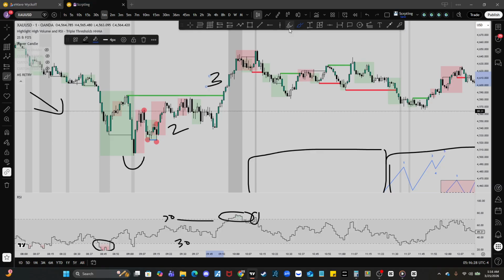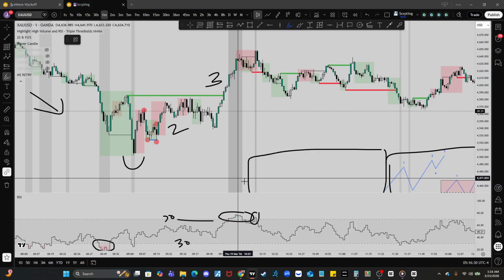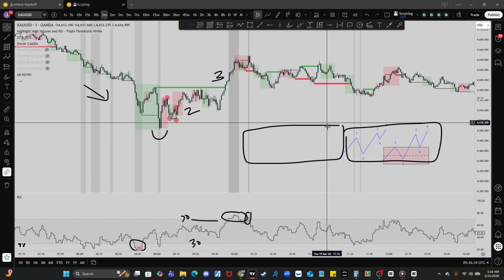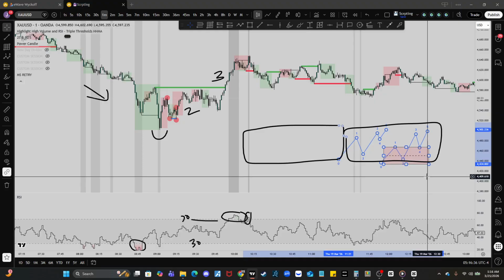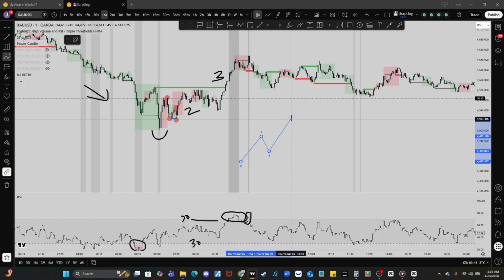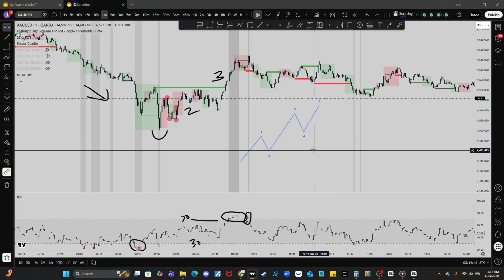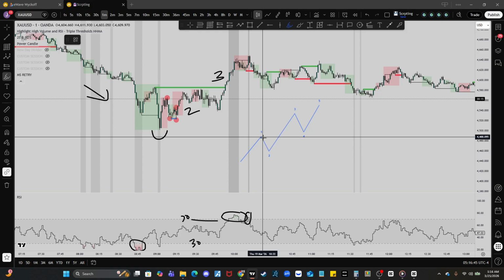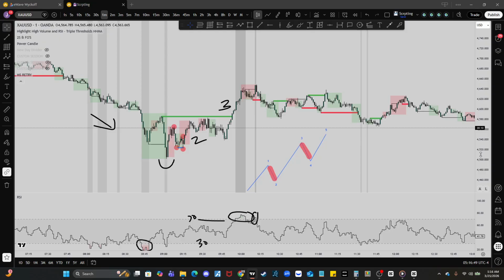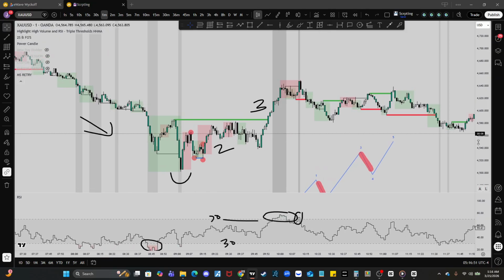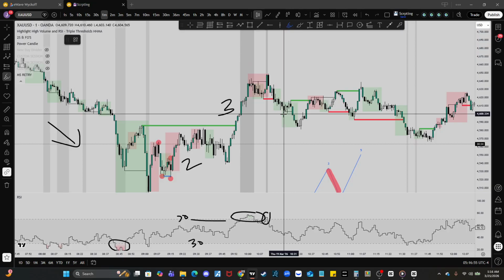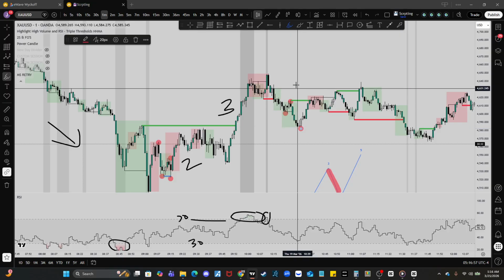Okay. We get a secondary 2-step. So this is a pullback. Wave 2 and 4 are both pullbacks. They're the regroups, the consolidations, the pullbacks. So we have this pullback, and then we have this pullback. That's wave 4.